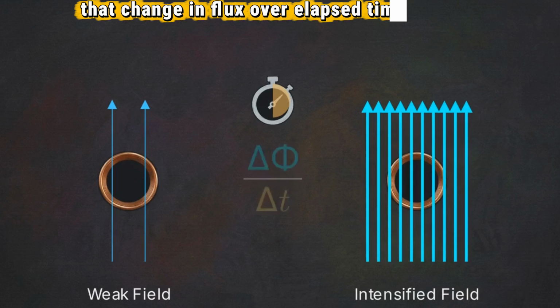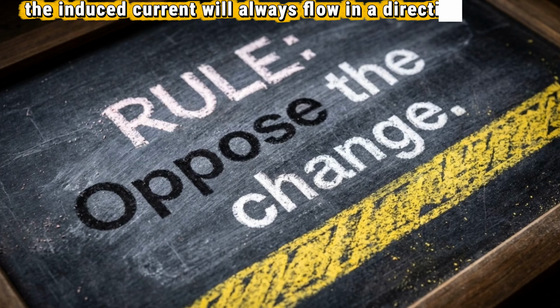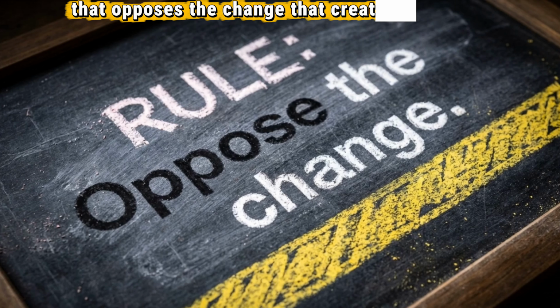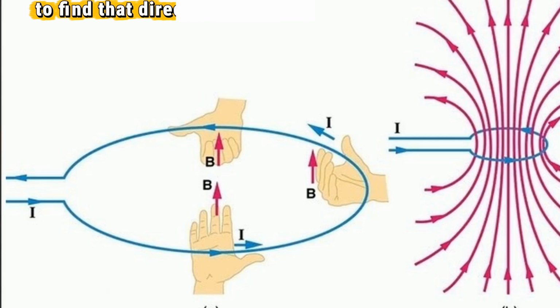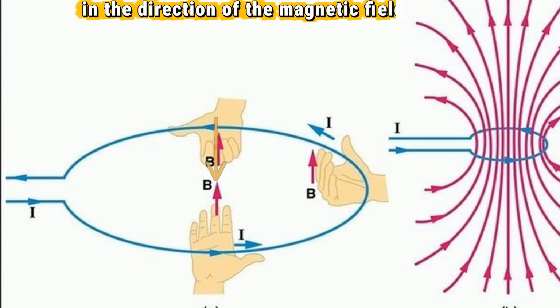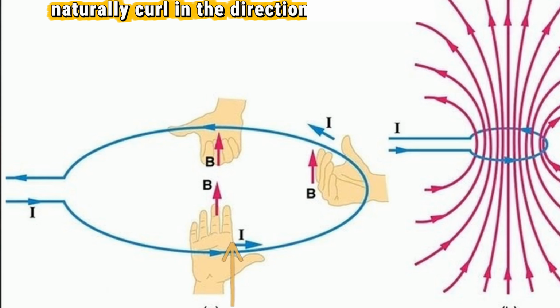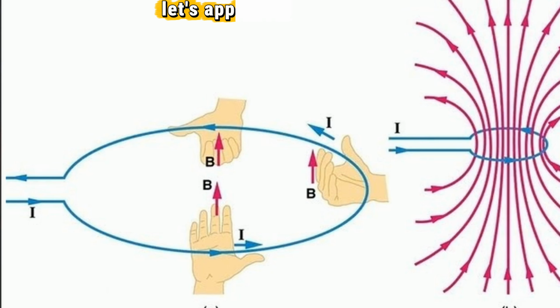You'll notice a negative sign in Faraday's equation. This represents Lenz's law. The core rule here is simple. The induced current will always flow in a direction that opposes the change that created it. To find that direction, we use the right-hand rule. Point your right thumb in the direction of the magnetic field, and your fingers naturally curl in the direction of the current.